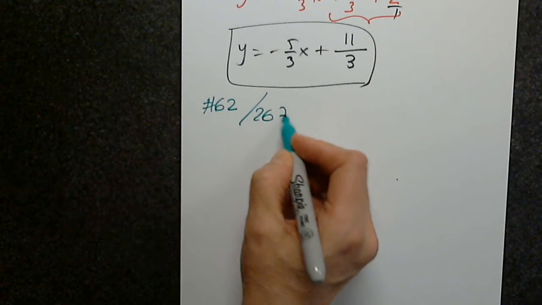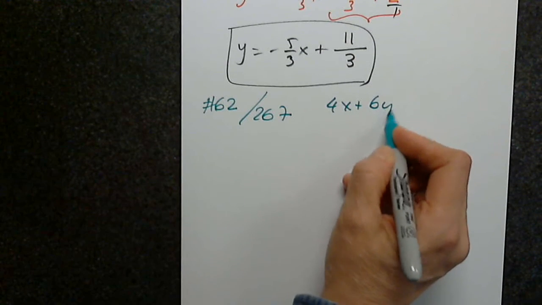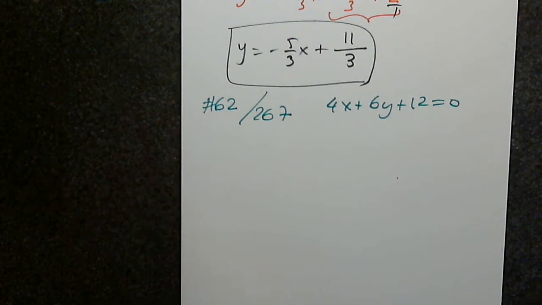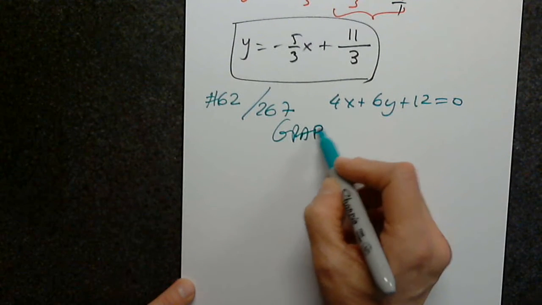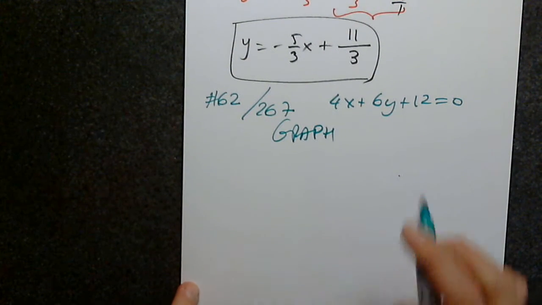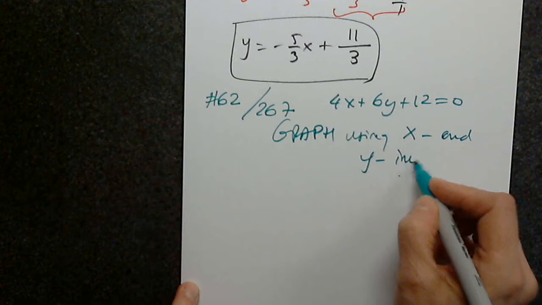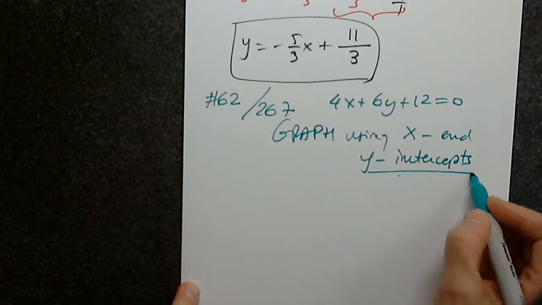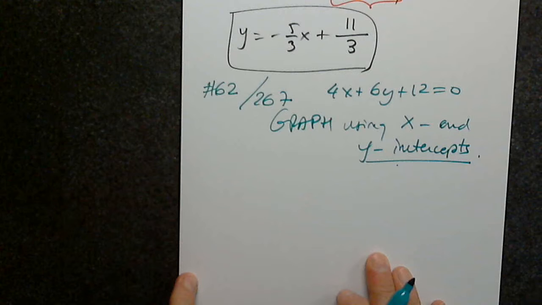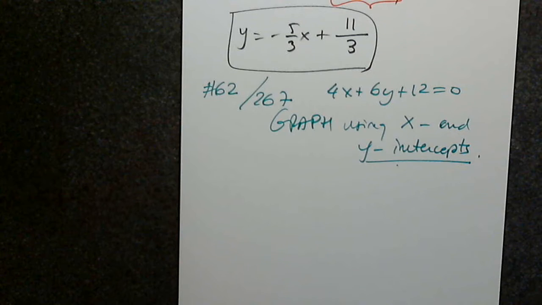On the same page, 67, we are given 4x plus 6y plus 12 equals 0. They're asking us to graph, and I will add: graph using x and y intercepts. I know you're used to graphing this equation using the slope. I don't recommend it. Forget about it. The x and y intercepts are the most important points.